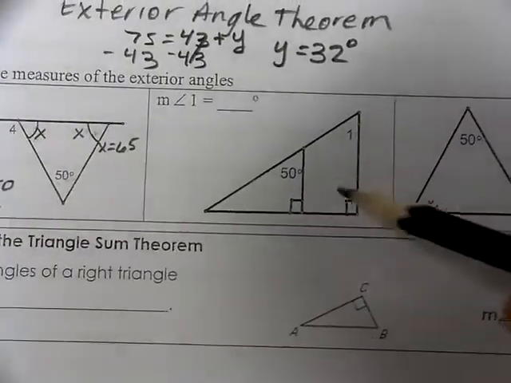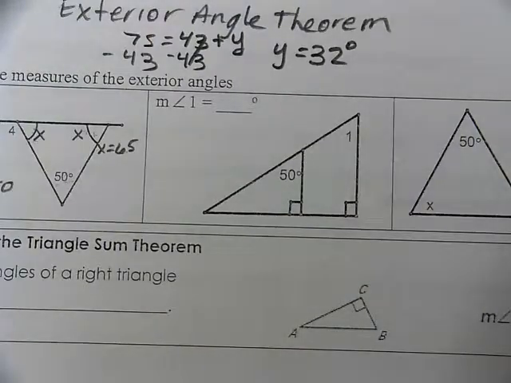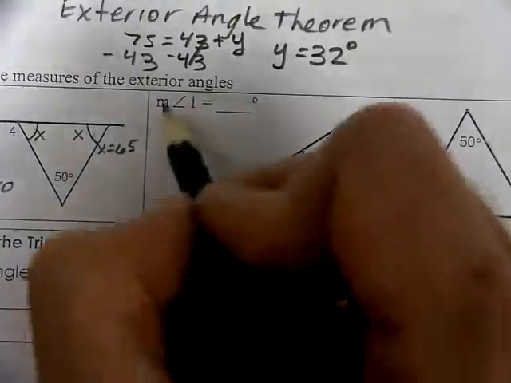Here we have 2 lines that are perpendicular to the same line. And we know that if 2 lines are perpendicular to the same line, then they are parallel to each other.